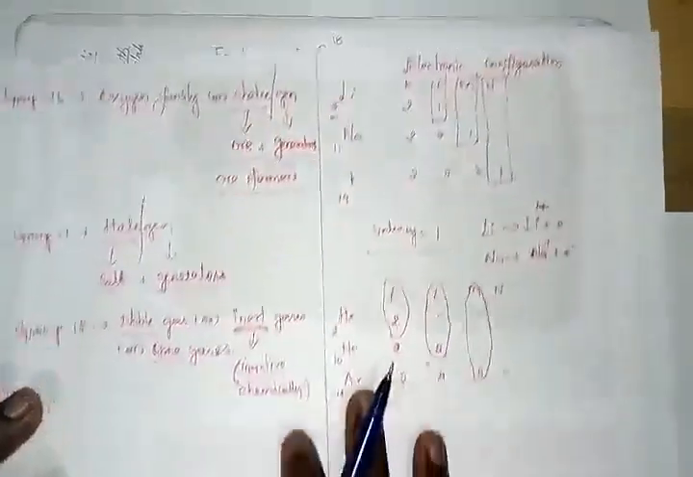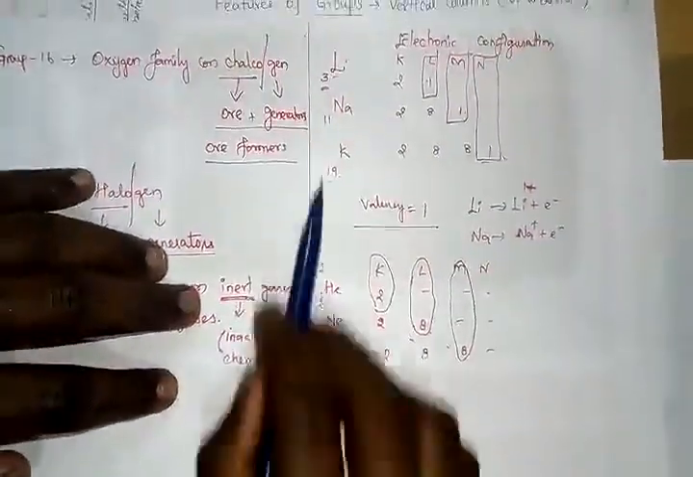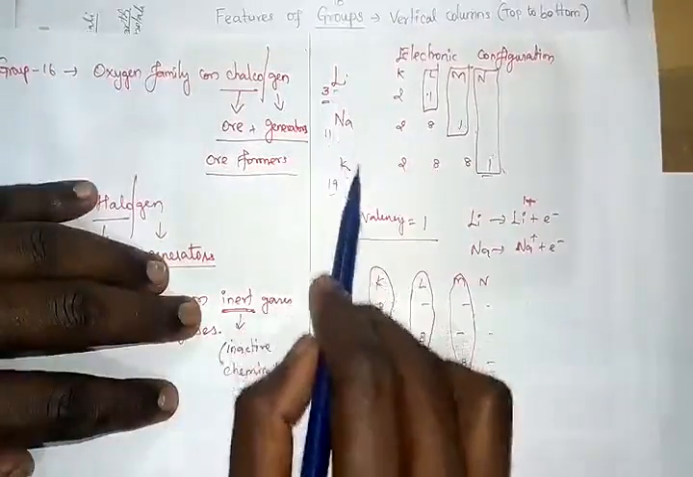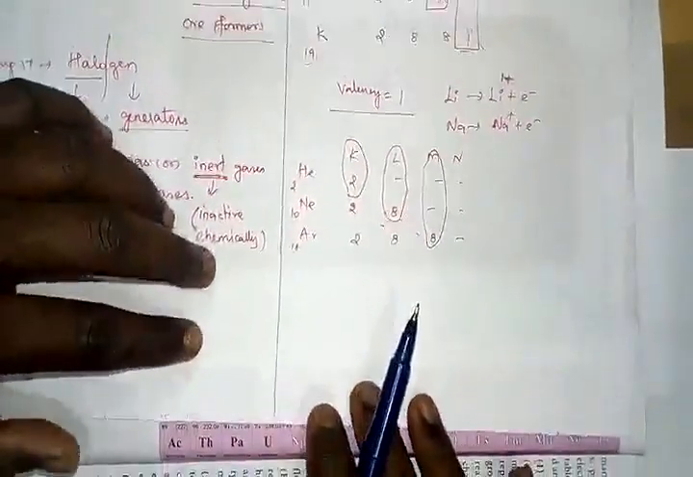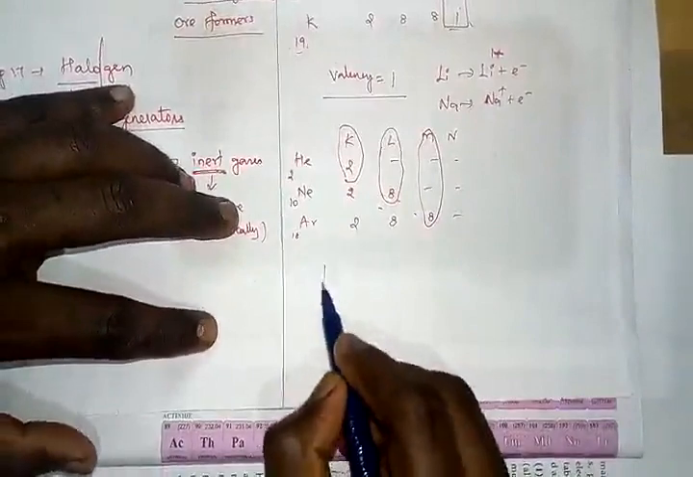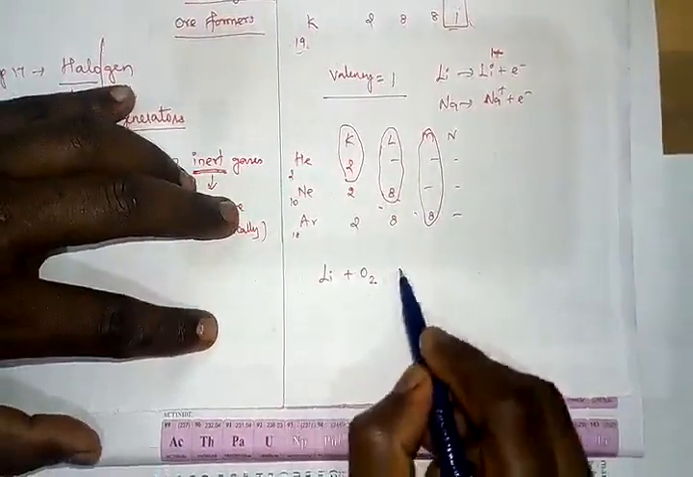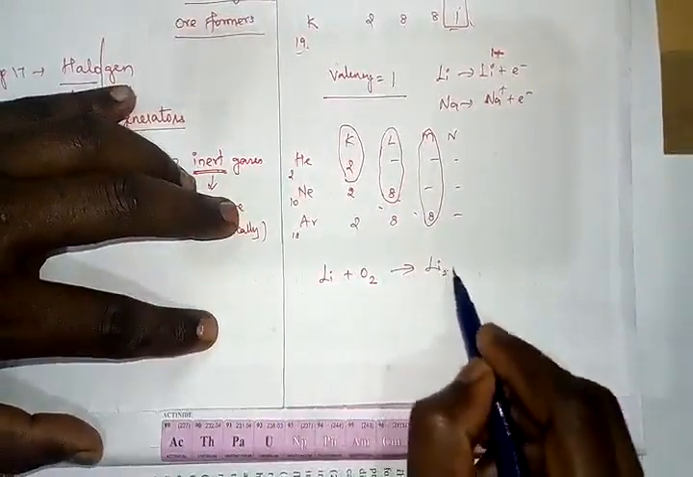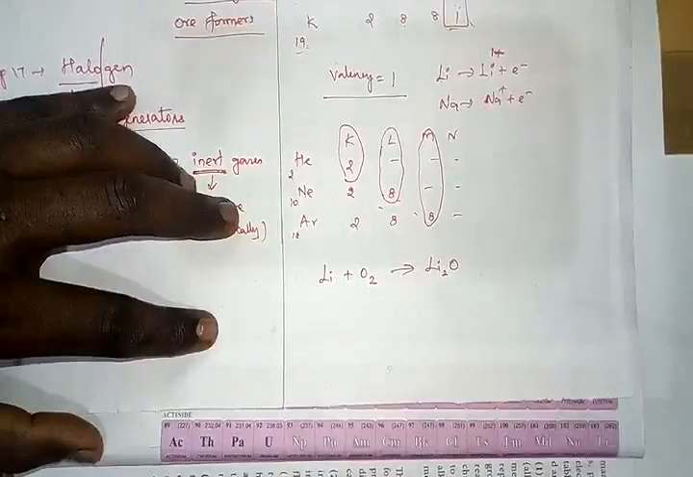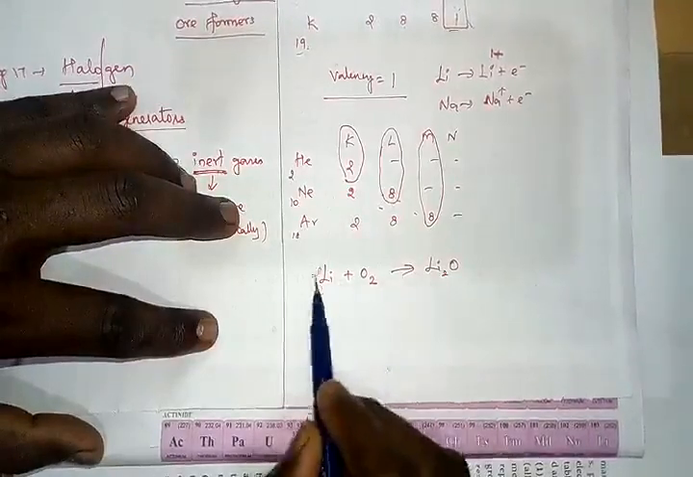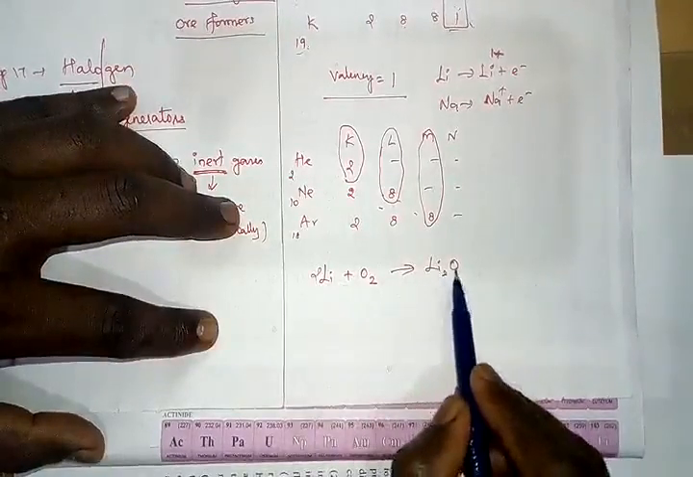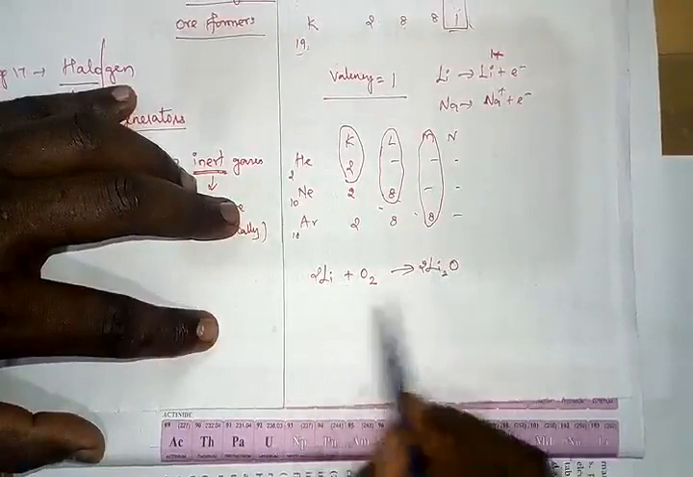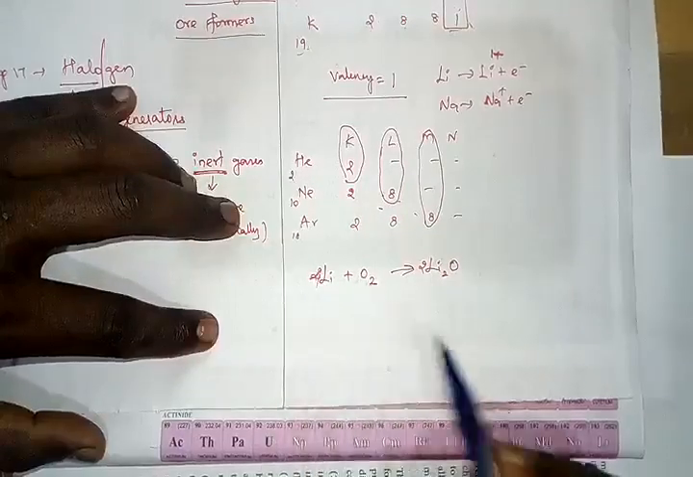their chemical property is also the same. Look at the first group: lithium, sodium, and potassium. Let me write some reactions of lithium. Lithium, when it reacts with oxygen, forms Li2O. Let me balance this. We have 2 and 2, and we have only one oxygen, so let me write 2 here. So there are 4 lithiums and 2 oxygens.